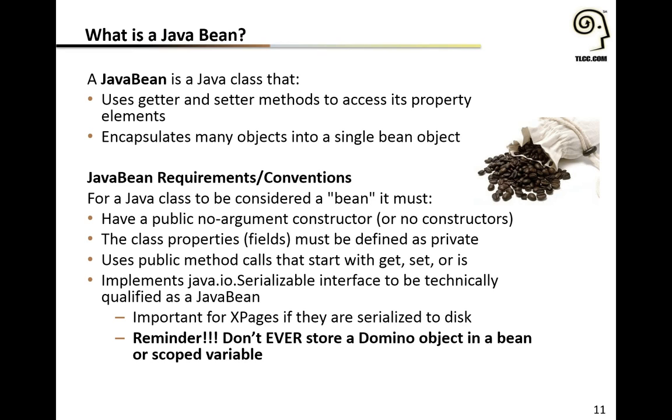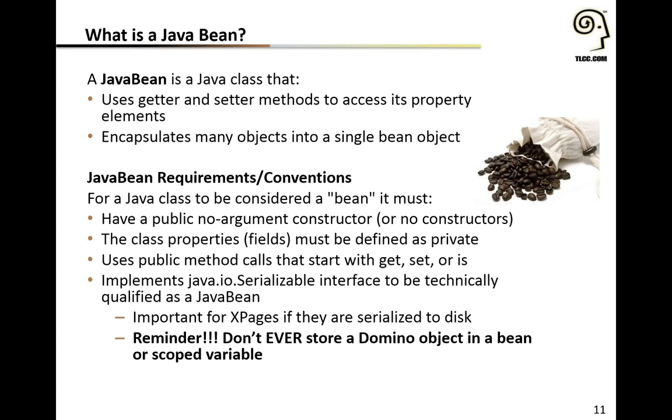So the definition of a managed bean is just a Java class that will use what we call getter and setter methods to access the property elements. Typically, the Java bean is going to have many different objects, and you're just going to provide some common interfaces to make it easy to access the information in those objects.